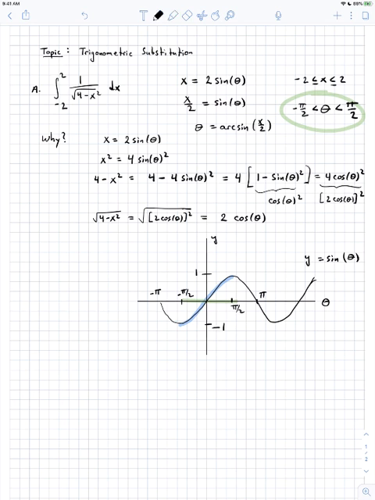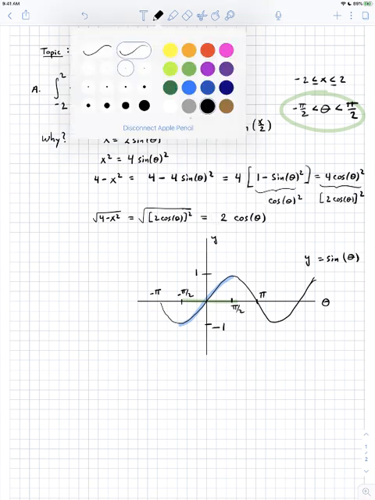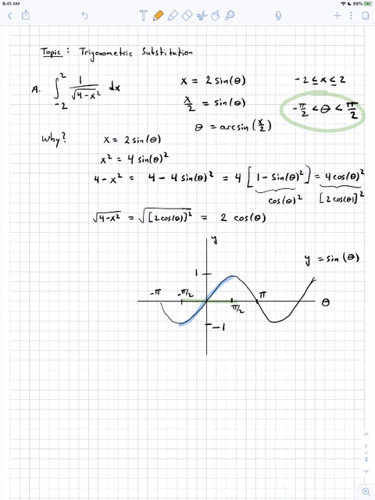But this is perfect for us, because if we have that theta is between minus pi over 2 and positive pi over 2, then cosine is always positive there. If you remember what the graph of cosine looks like, then cosine looks like this on this portion. And so cosine is always positive, so y equals cosine of theta.